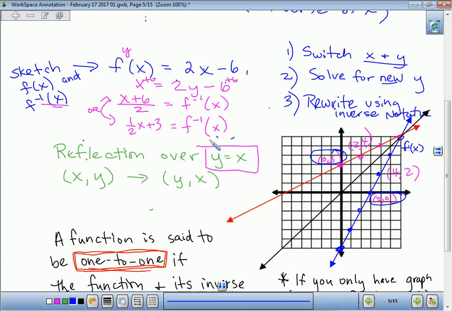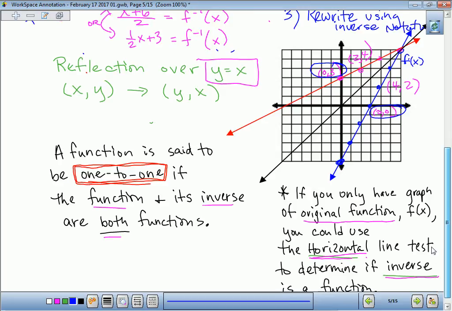What kind of line is not a function? A vertical line. So as long as it's not a vertical line, we have a function. Since the domains and ranges are exactly the same, when we switch them, we can't tell any difference.